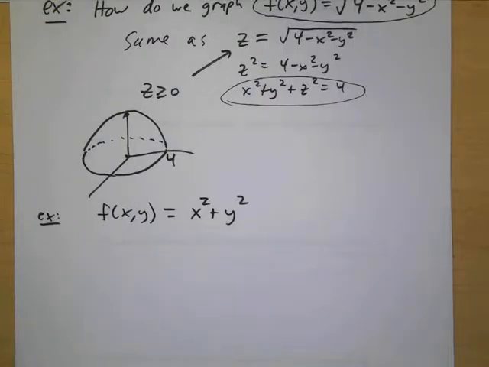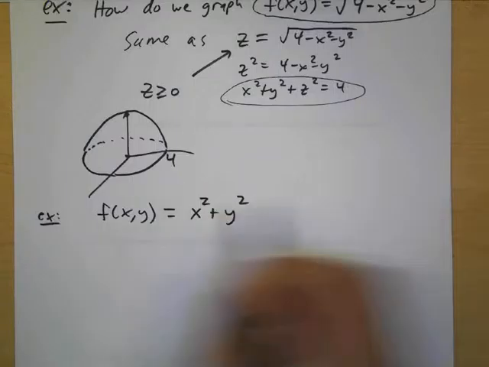Elliptic paraboloid. It's just half of the sphere. It's not a sphere. I'm sorry. Oh, z equals x squared plus y squared. Isn't that an elliptic paraboloid? It's one of the things we learned.